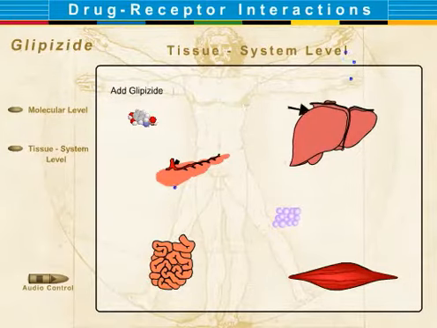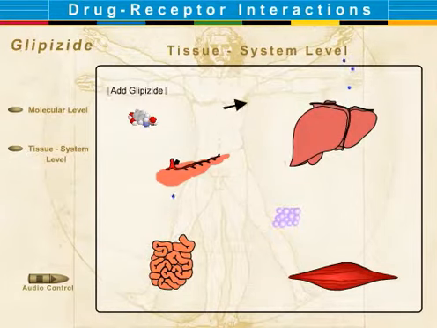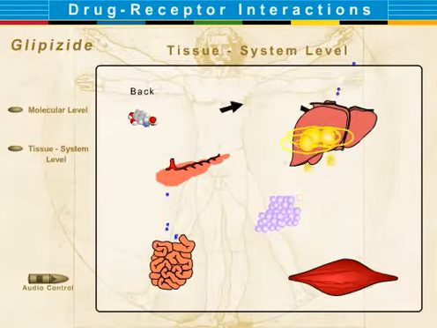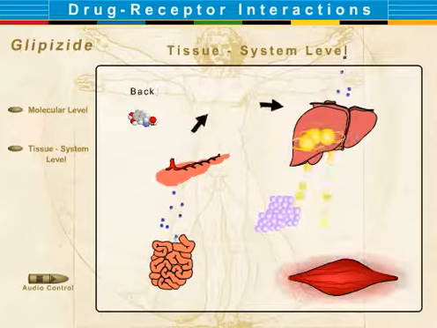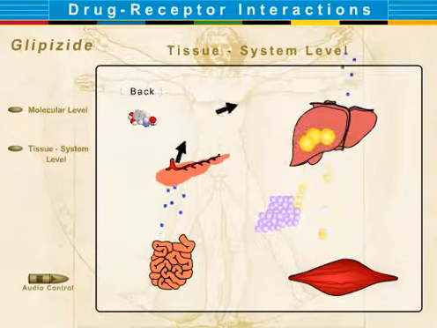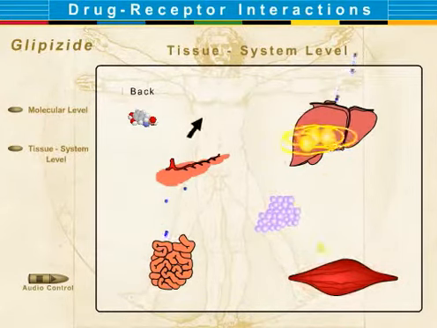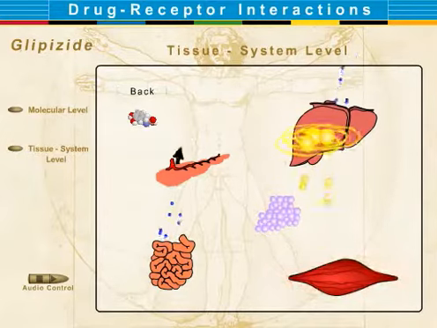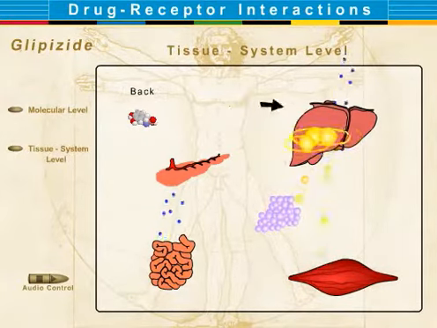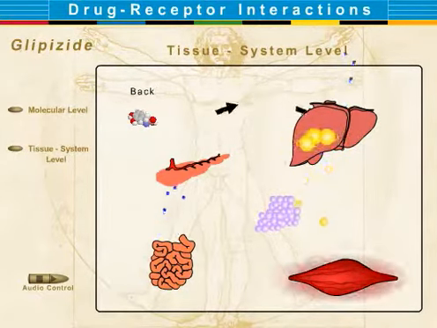At the tissue and system level, adding glipizide promotes the intestinal absorption of nutrients and the pancreatic secretion of insulin. This results in a cascade of metabolic events, including an increase in the hepatic synthesis and storage of glycogen, increased uptake and storage of triglycerides in adipose tissue, and greater deposition of protein and glycogen in muscle.